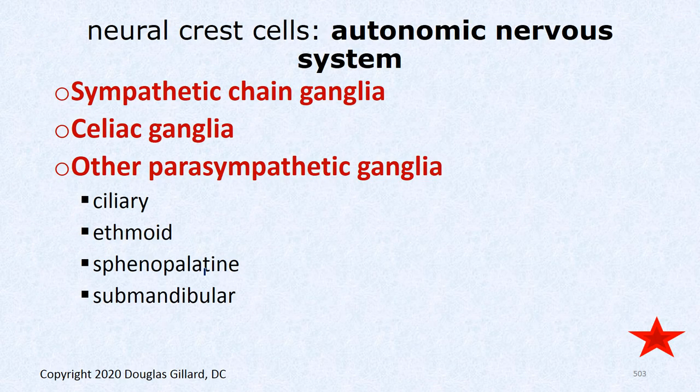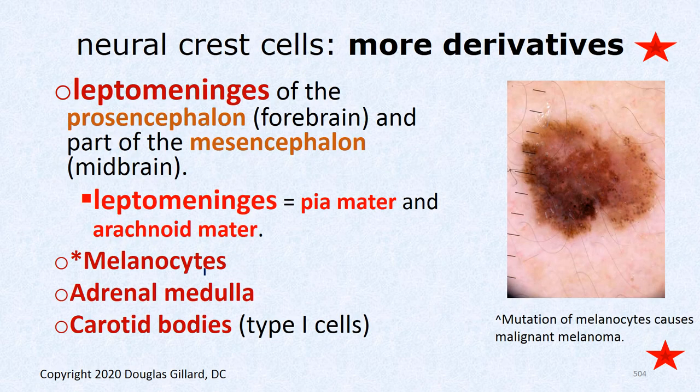Neural crest cells also make up a lot of the autonomic nervous system. So the entire sympathetic chain ganglia, there's that word ganglia again, and the celiac ganglia are made by neural crest cells. Other parasympathetic ganglia, the ethmoid ganglia, sphenopalatine ganglia, submandibular ganglia, ciliary ganglia. That word ganglia will serve you well. Ganglia equals neural crest cell.